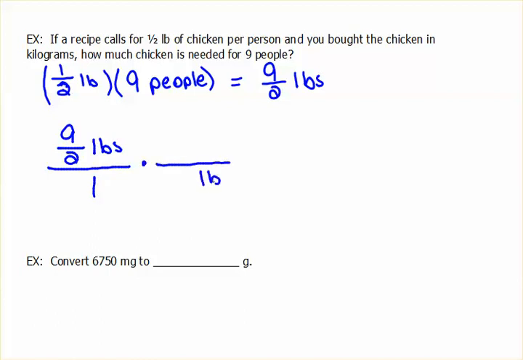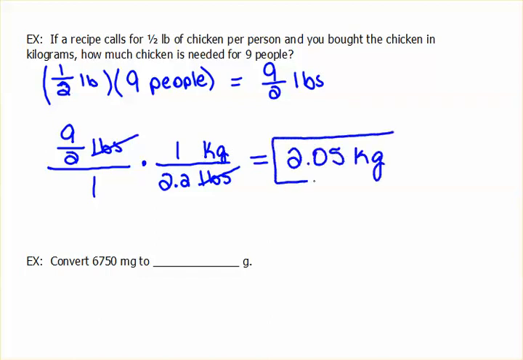Our pounds are going to go on bottom because that's what we want to cancel out, and there is a relationship between pounds and kilograms. That relationship is 1 kilogram is 2.2 pounds. So now our pounds cancel, and we end up with 9/2, or 9 divided by 2, divided by 2.2. We should end up with 2.05 kilograms is what we needed of the chicken.